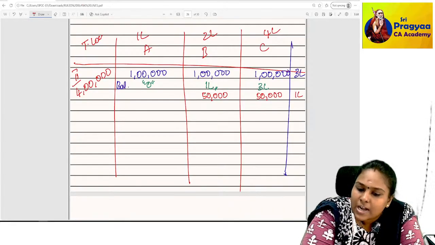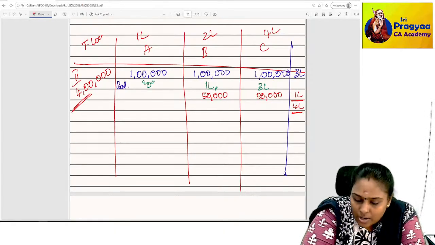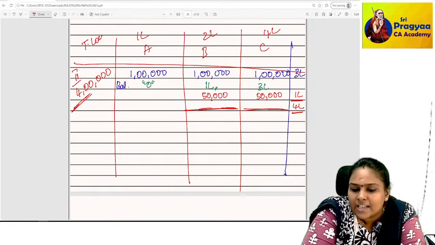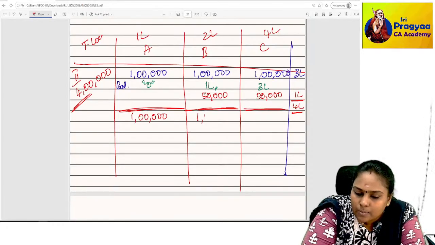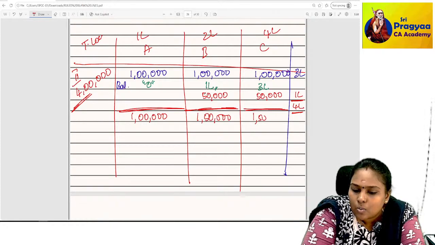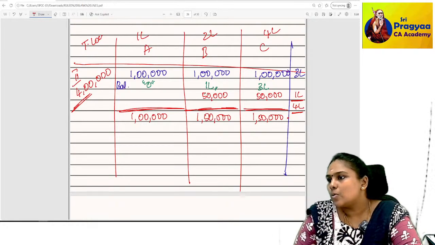So இங்க 1 lakh வந்திருந்தா total loss recovered எவ்வளோ, 4 lakhs. Loss எவ்வளோ, 4 lakhs. Now in total how much are they contributing each of them? A is contributing 1 lakh and B is contributing 1 lakh and 50,000. C is contributing 1 lakh and 50,000. Together it comes as 4 lakhs.